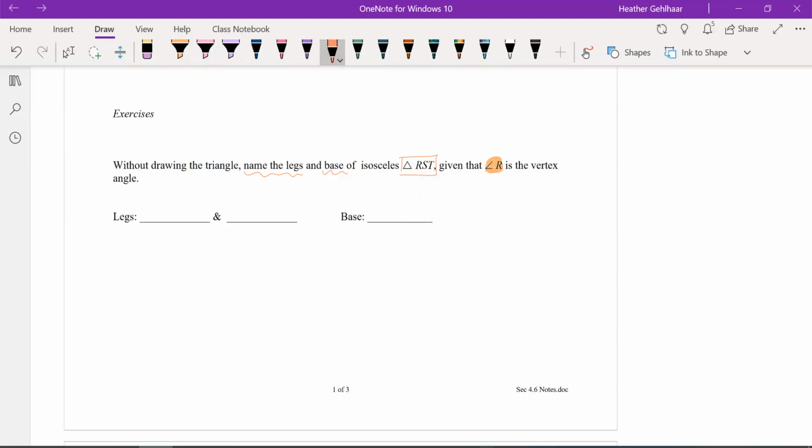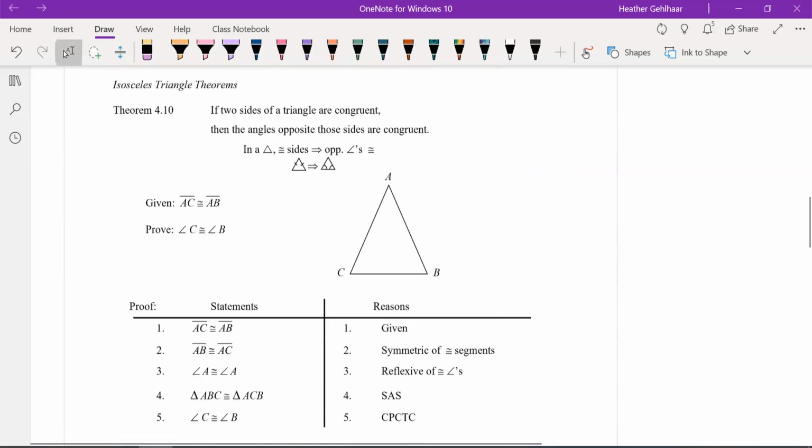Since R is the vertex angle, we know that we are going to have two legs including R. Since R is the vertex angle, we are going to have the legs RS and RT. The base will not include the vertex, so the base will be ST. So the base does not include the vertex. All right, let's go ahead and do a little bit more here.